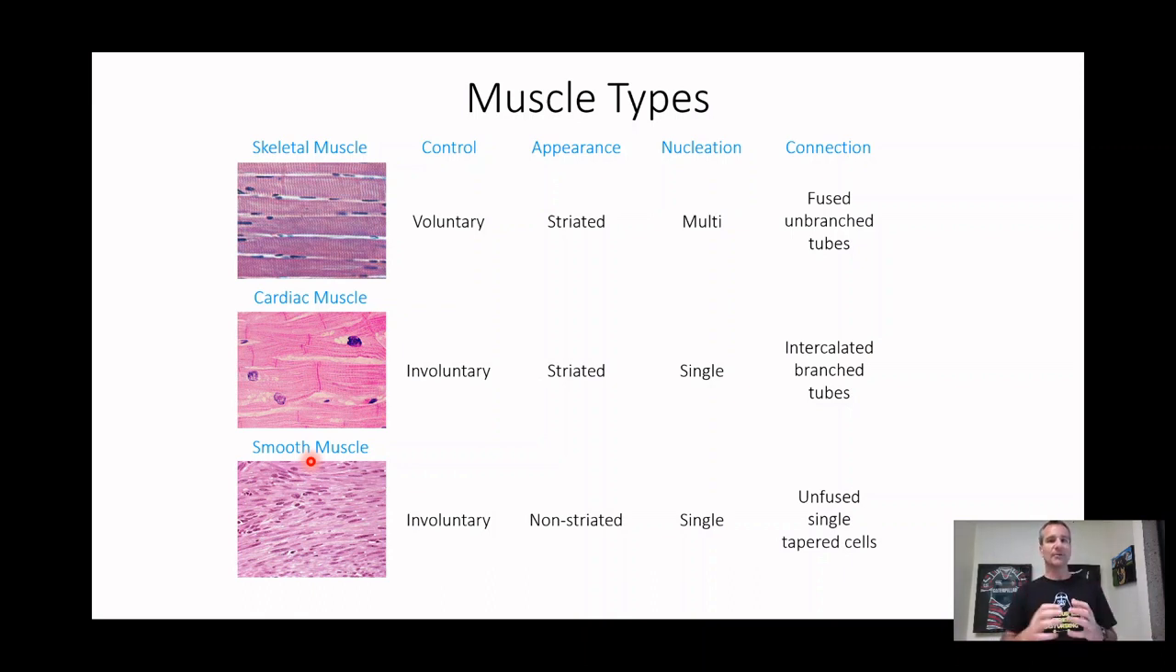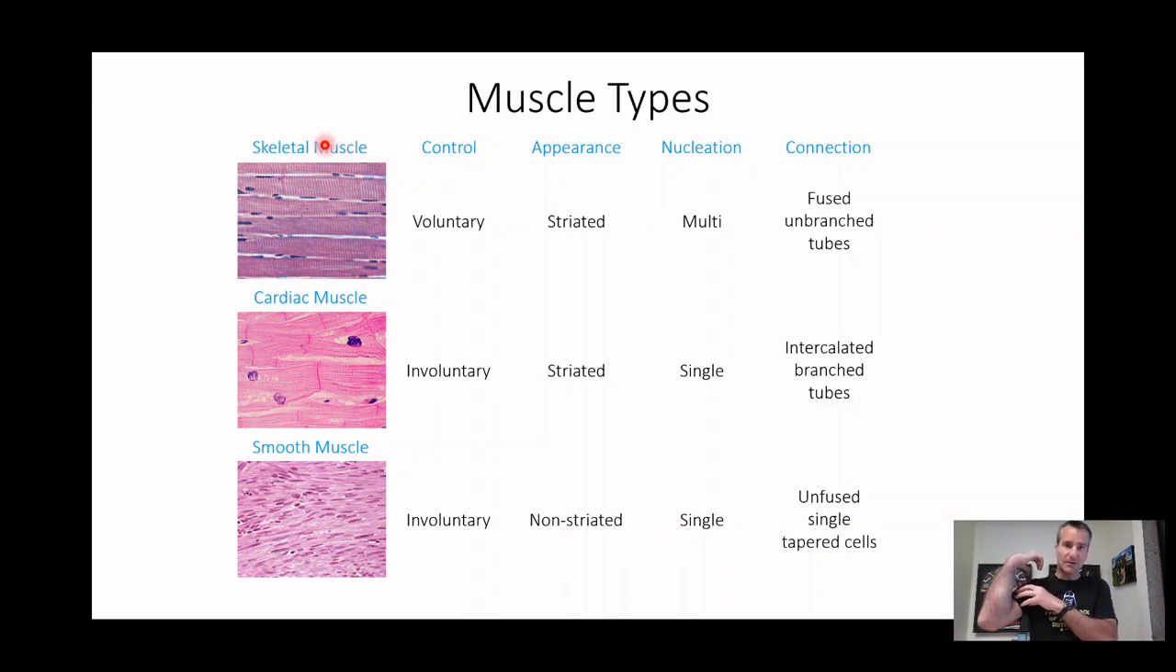And we're going to talk about a bunch of different aspects of how we control the muscle, how the muscle looks, how it's nucleated. That means how many nuclei, or how many areas where the DNA is, within the cell. How many of those in each cell do we have? And then we're going to talk about how each cell is connected to the one beside it. All right? So the first thing we're going to do is talk about skeletal muscle.